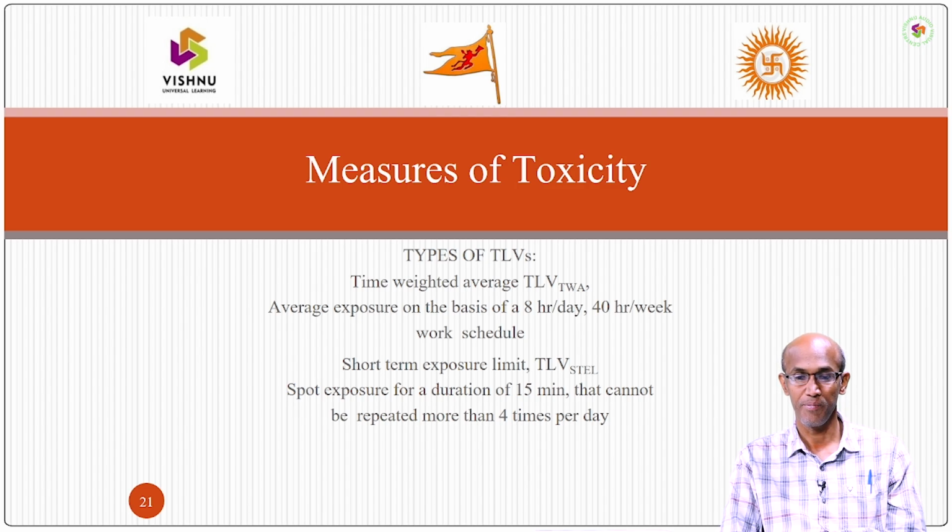Types of TLVs. Time weighted average, TLV-TWA: average exposure on the basis of an 8 hour per day, 40 hour per week work schedule. Short term exposure limit, TLV-STEL: spot exposure for a duration of 15 minutes that cannot be repeated more than 4 times per day.